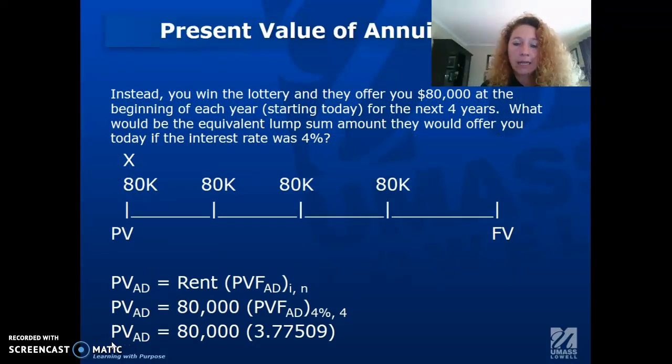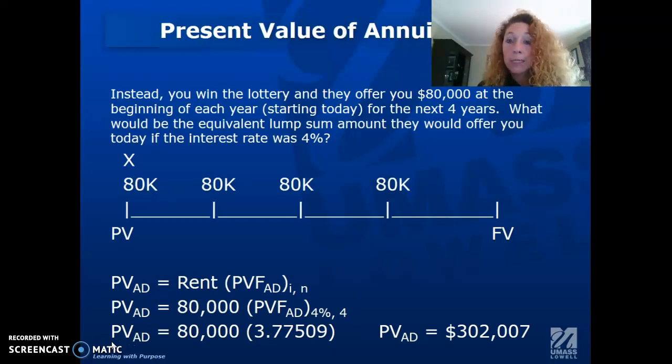So the rent is still $80,000. And you'll see here that I've subscripted the present value as annuity due, not OA, but AD, so I remind myself to use a different table, right? This is the annuity due table. And hopefully you looked it up on the annuity due table. I'm not going to show you the table, right? Again, you guys can look at the tables. It's table 5. And that table factor is 3.77509.